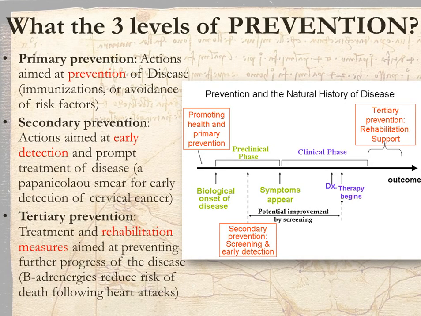Next are the 3 levels of prevention. And prevention is kind of a misnomer because the first one is true prevention. Primary prevention is when we immunize somebody. We give them a vaccine and they don't get the disease.